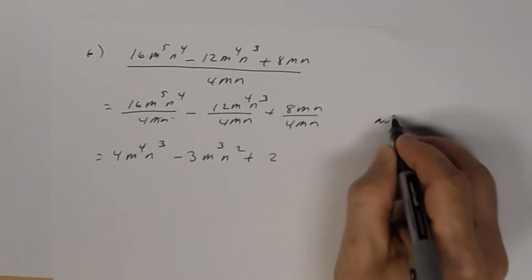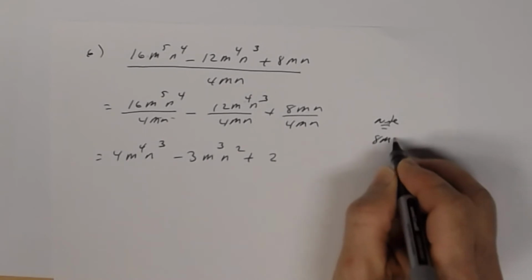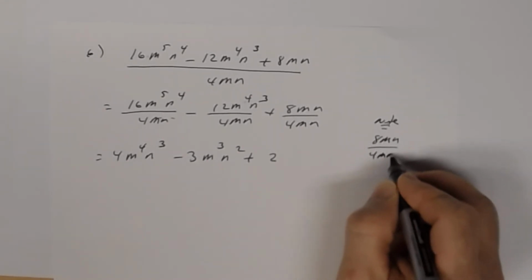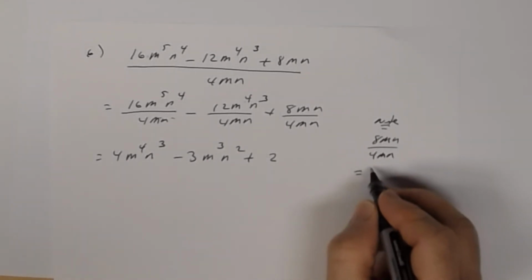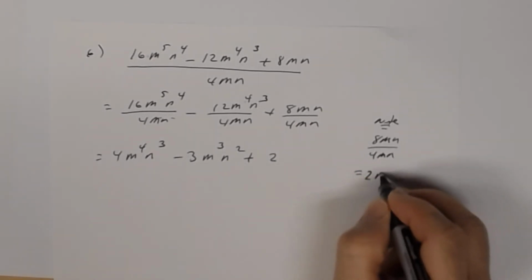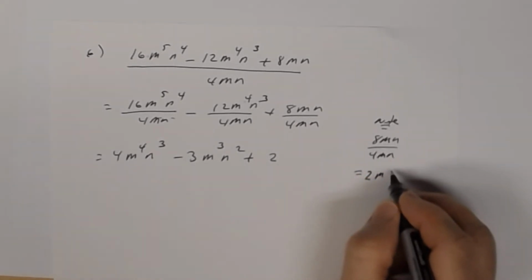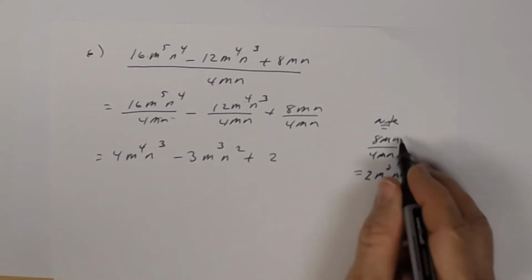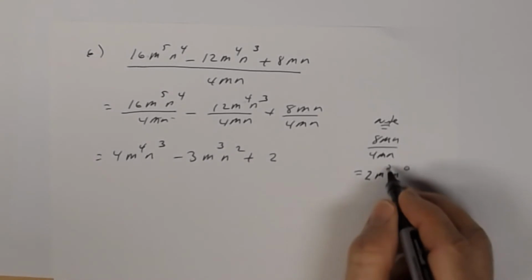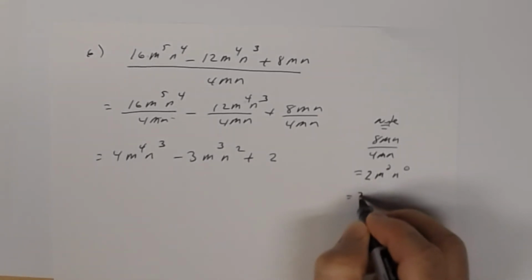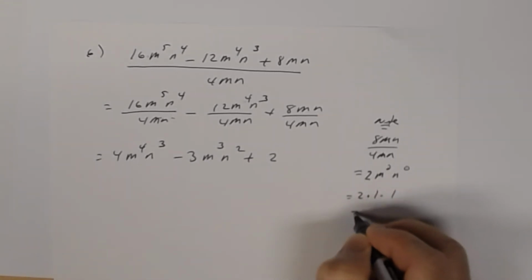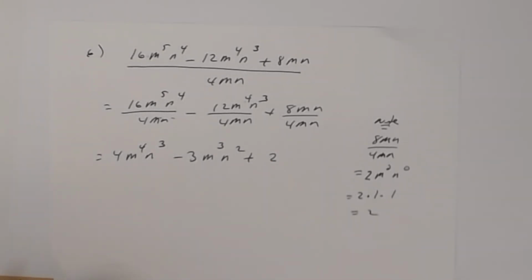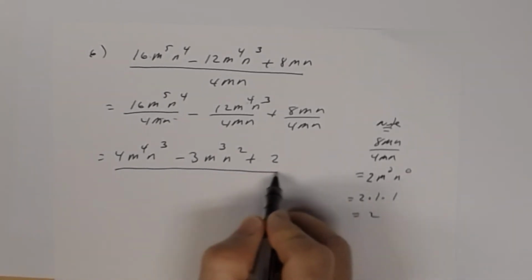So I want you to note 8mn divided by 4mn is the same thing as saying 8 divided by 4 is 2, m divided by m, subtract the exponents, that's 0, n, and then subtract the exponents here, 1 minus 1 is 0. Remember, m^0, n^0 is 1, so that's 2 times 1 times 1, which is 2, and that's what you have here. Okay, so that's your answer.